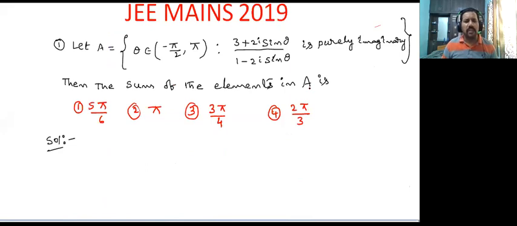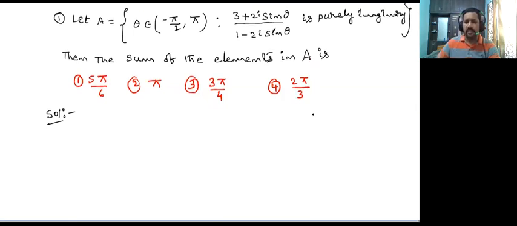Let A is equal to theta belongs to minus pi by 2 comma pi such that (3 plus 2i sin theta) by (1 minus 2i sin theta) is purely imaginary, then the sum of the elements in A is. This is the question.